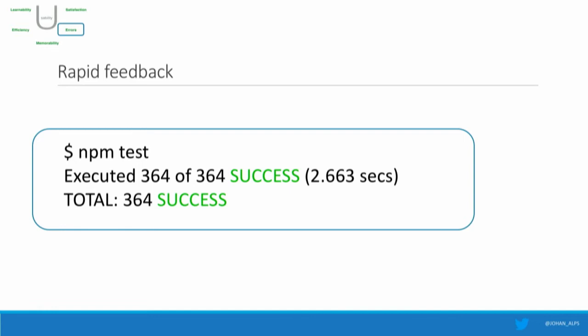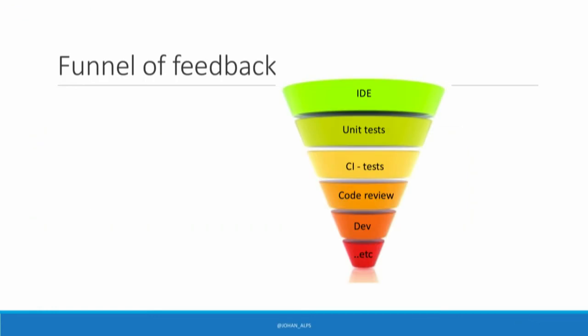But more than just looking at the unit tests, in a general sense, what we want to do is narrow the funnel of feedback so that more things are discovered high up, and fewer things are discovered late in the process, of course.